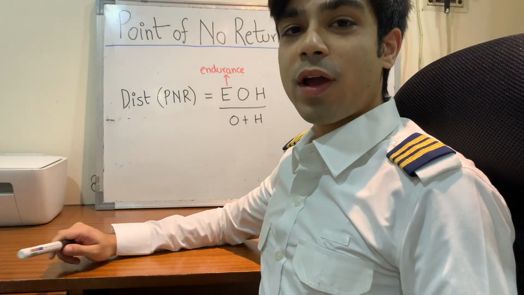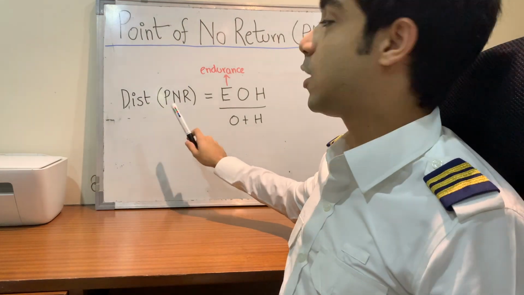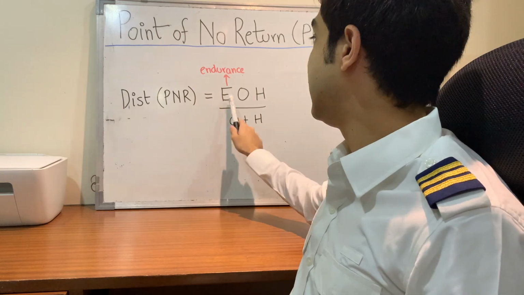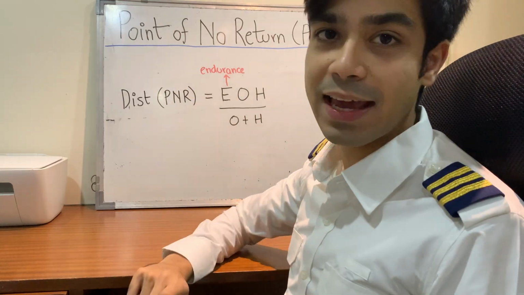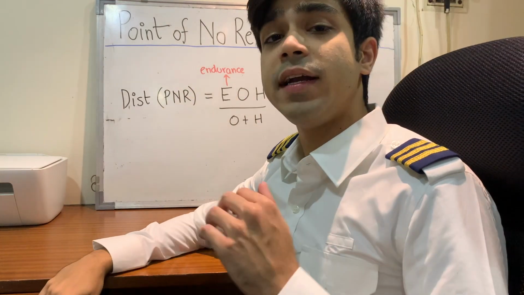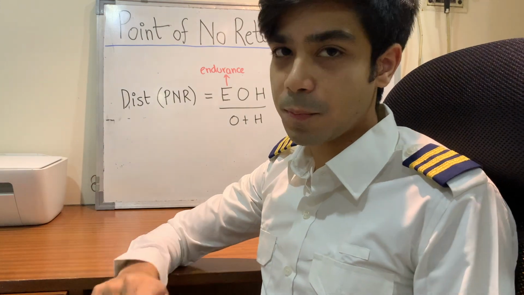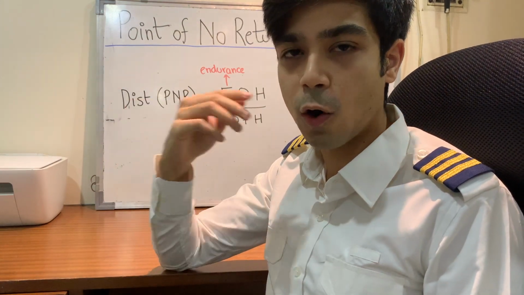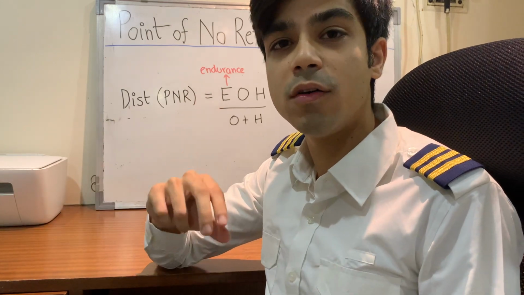So in case of headwind or tailwind, it doesn't matter, it's always going to be closer to the departure aerodrome. Okay, so the formula to calculate distance to PNR is equal to EOH upon O plus H, with E being the endurance of the aircraft. And to find time to PNR, it is the same as the previous. You divide the distance to PNR by the outbound ground speed calculated from the full TAS.